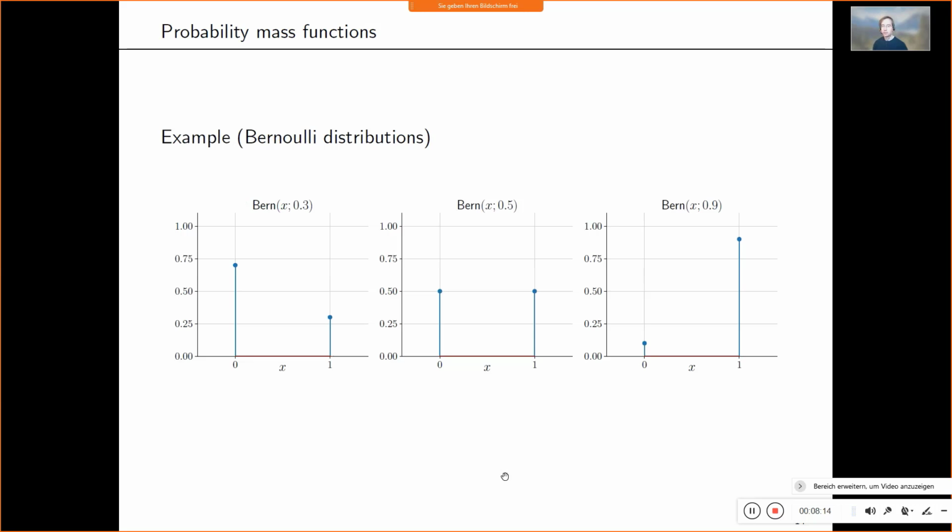Here's a picture of different Bernoulli distributions. What is shown here are the probability mass functions, for example, the Bernoulli probability mass function with parameter 0.3. You see that x equals 1 gets allocated a value of 0.3, and 0 gets allocated a value of 0.7. Likewise for 0.5, and so always the mu corresponds to the probability mass that is associated with the outcome value 1.